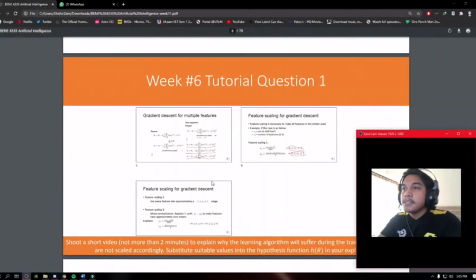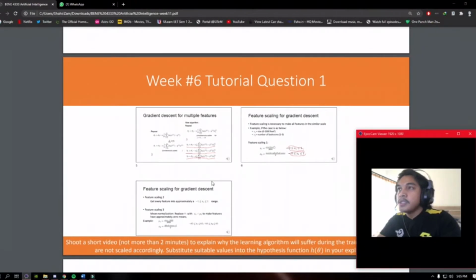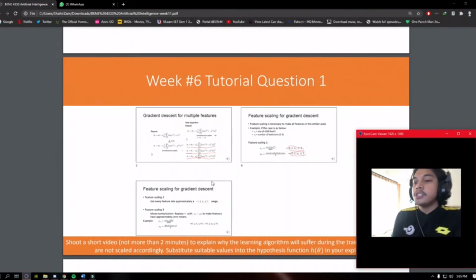I would like to present week 6 tutorial question number 1: gradient descent and feature scaling for gradient descent.